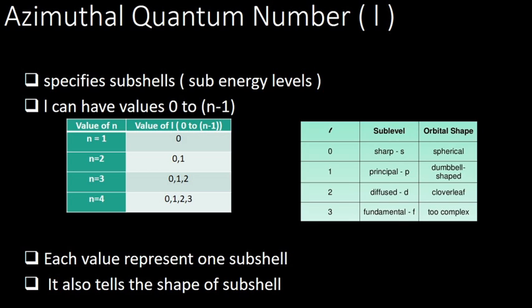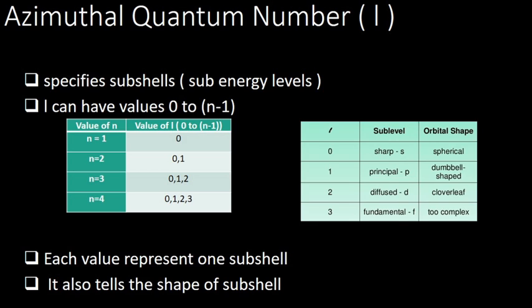That is, 0 represents a subshell, and that subshell is S. Now 1 represents another subshell, and that is P. So if L is equal to 1, it should be noted in your mind that it is the P subshell. Now if the value is 2, it is D. If 3, it is F.